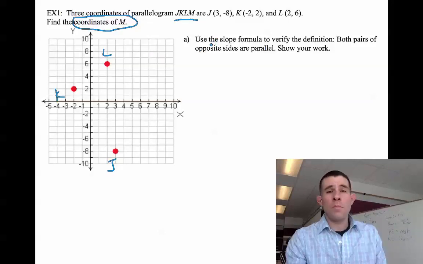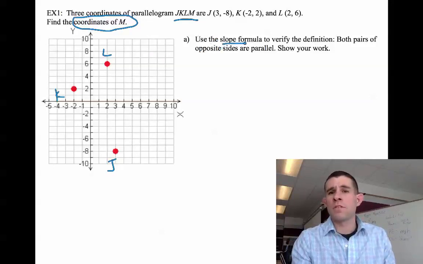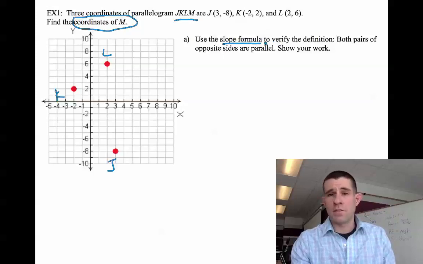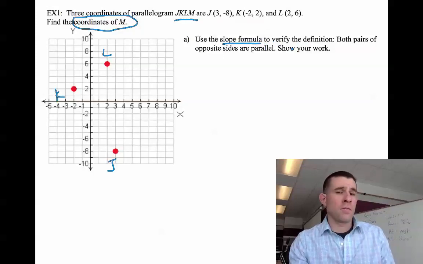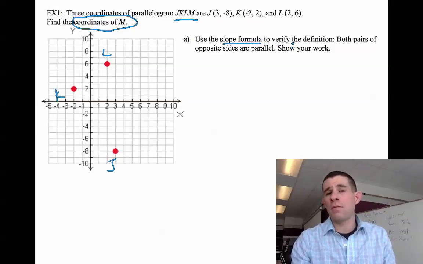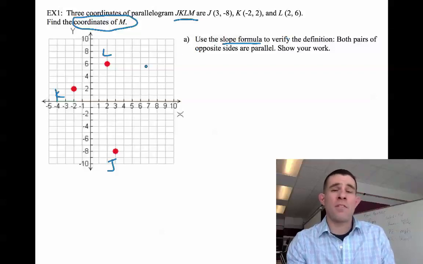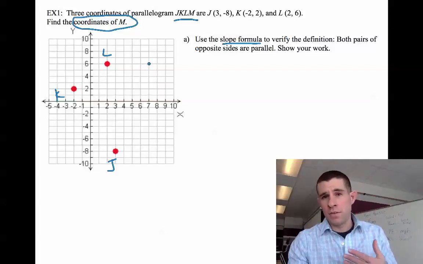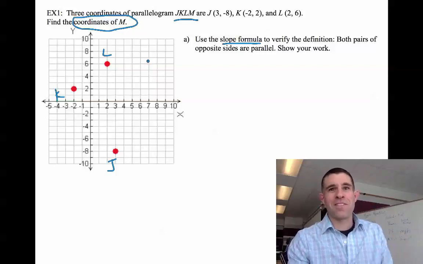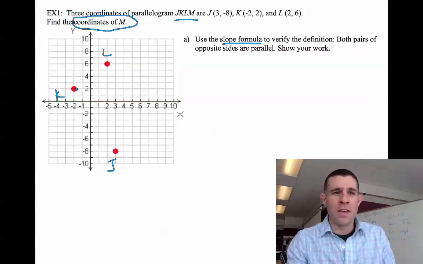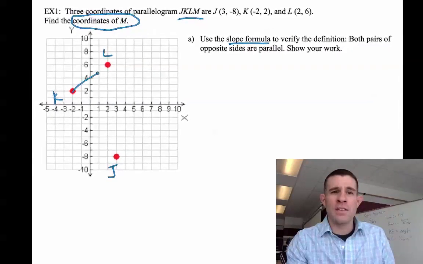There's actually a couple of different answers here, but what we're going to do is use the slope formula, or the idea of slope here, to verify that this is a parallelogram. Because remember, by a parallelogram's definition, opposite sides are parallel, therefore they have the same slope. Whew, that was tough to get out. So let's find the slope of K to L.